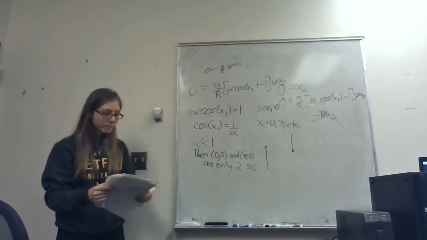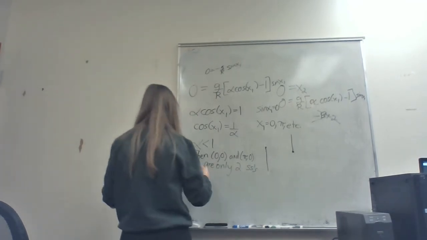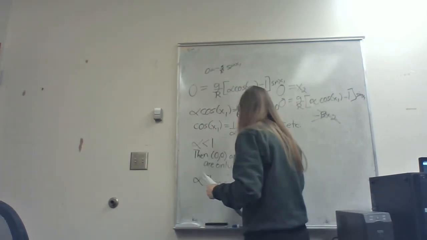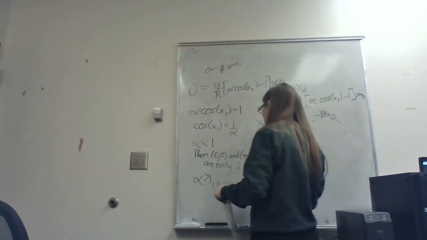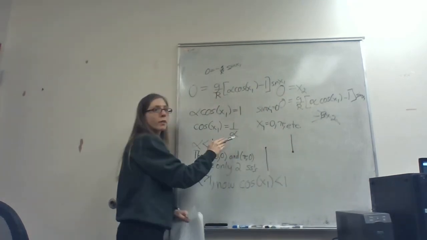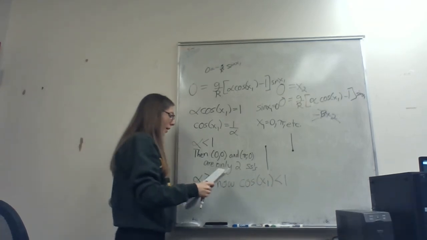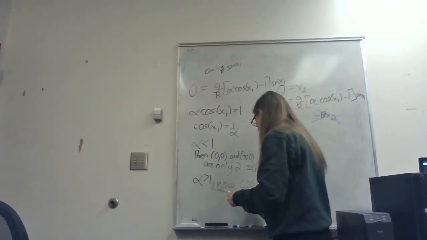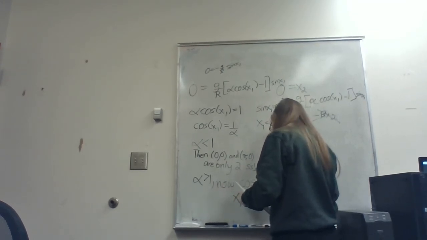But if alpha is greater than 1, now cosine of x1 is less than 1, because 1 over a number greater than 1 is less than 1. So now I'm in the range of cosine. Now I actually have a new steady state where x1 could also be equal to plus or minus the cosine inverse of 1 over alpha.